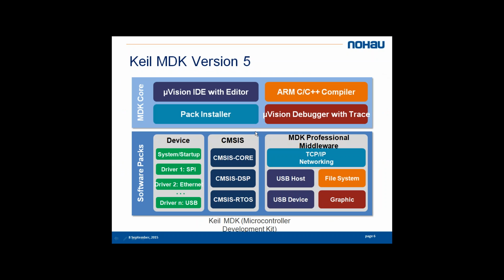So let's go into the Keil MDK version 5. What you have downloaded when you download this from the Keil webpage is the MDK core. With the MDK core you have the IDE with the editor, you get the ARM C and C++ compiler, and you get the Microvision debugger with trace interface. And then you get the pack installer.